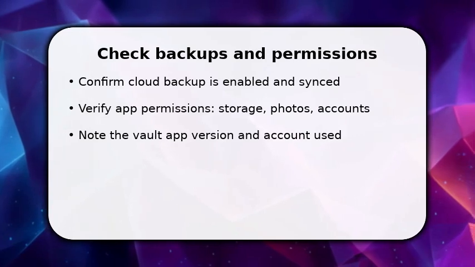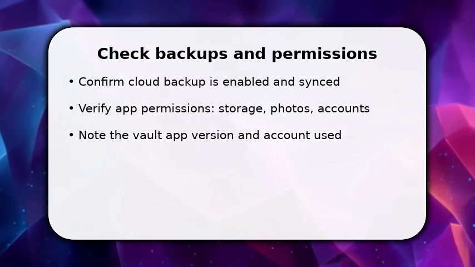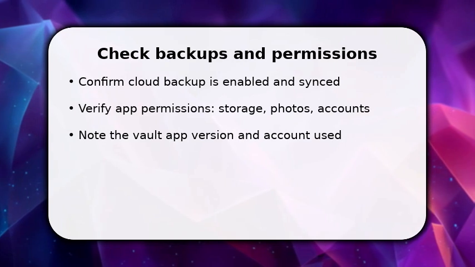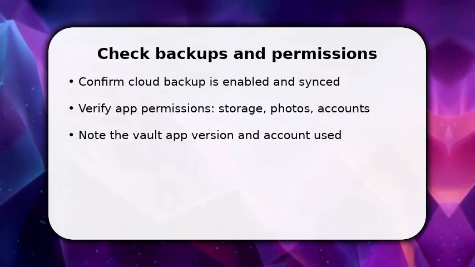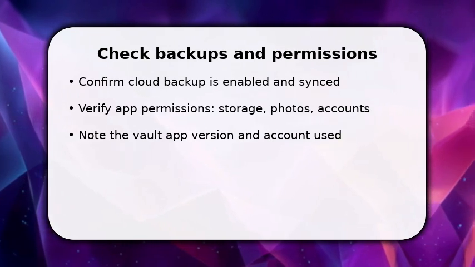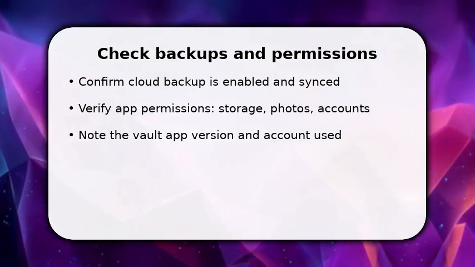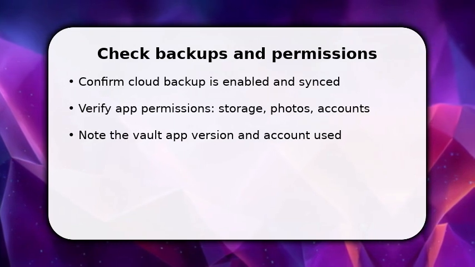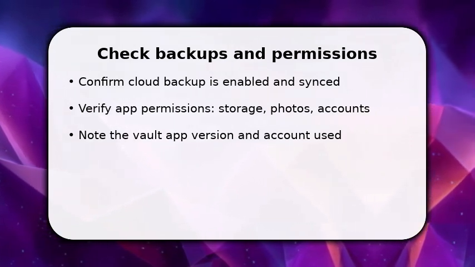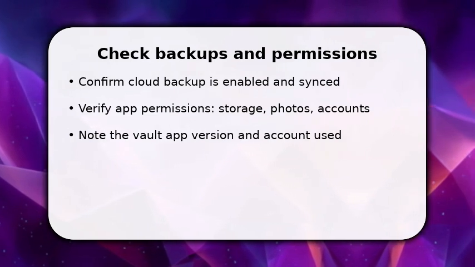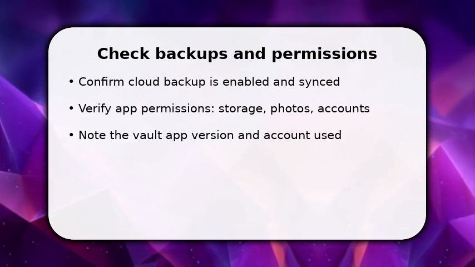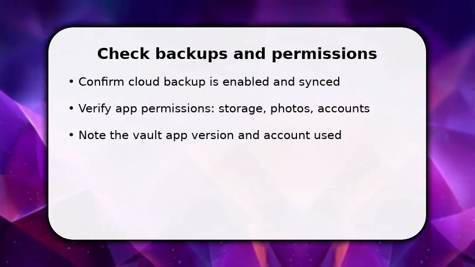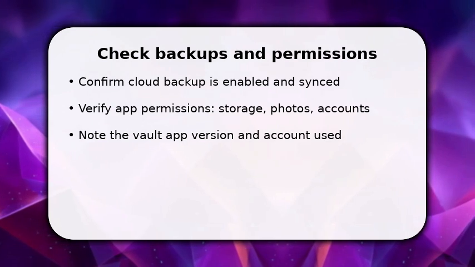Enjoy the video. You start by confirming your backups and access so recovery can proceed safely. First, check cloud syncing and any local backups. This tells you if photos exist remotely. Next, make sure the Vault app has storage and account permissions, because without them you cannot restore files. Once done, note the app version and which account holds the Vault. This matters for compatibility and locating the correct backup. If you skip these checks, you may restore the wrong dataset or fail silently.